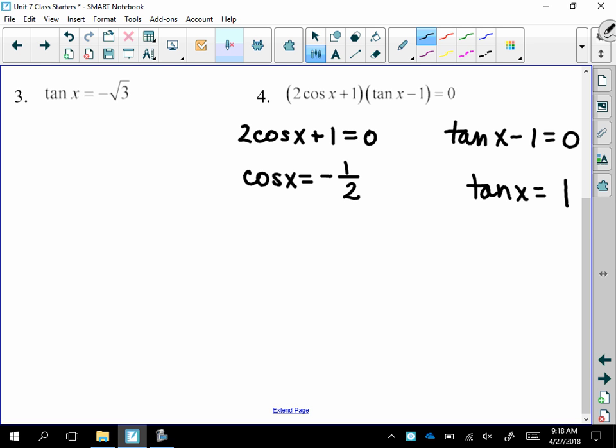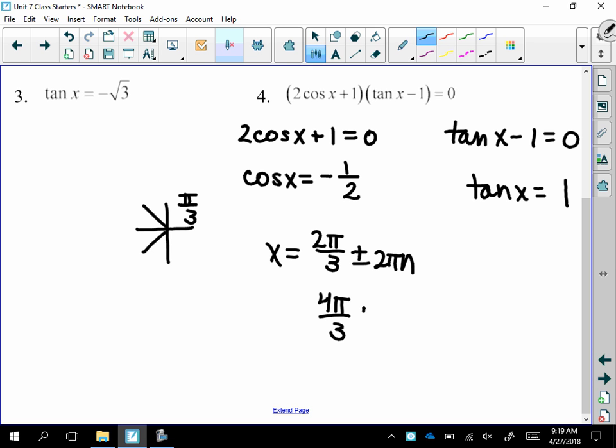So we just have 2 different equations that we're solving that's going to all contribute to the solution to the original equation. In what quadrants does cosine take on negative values? Second and third. And at what reference angle does cosine have a value of 1/2? Pi over 3. And 60 degrees, which is pi over 3. So for cosine of x equal to -1/2, we're going to get 2 pi over 3 and 4 pi over 3, along with all of the coterminal angles with those 2.